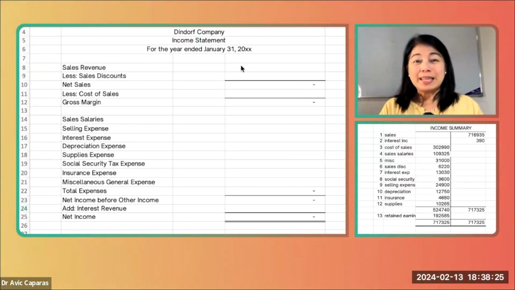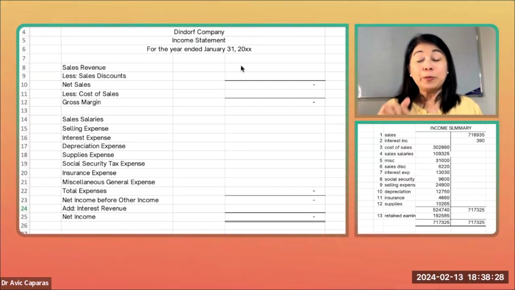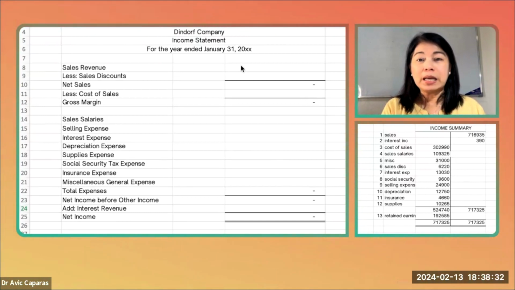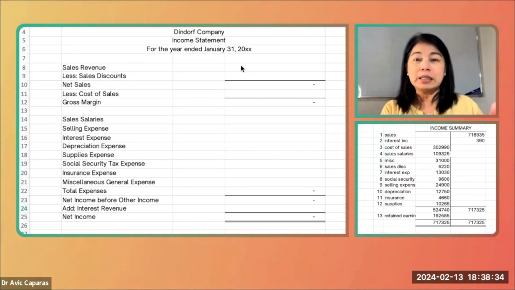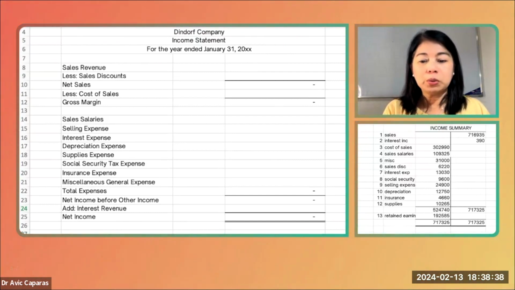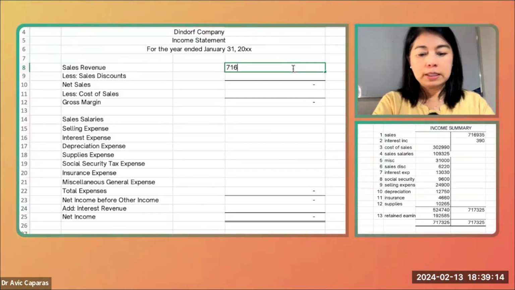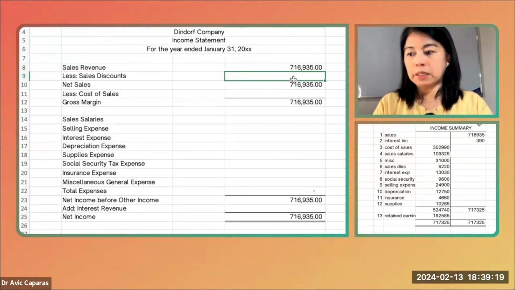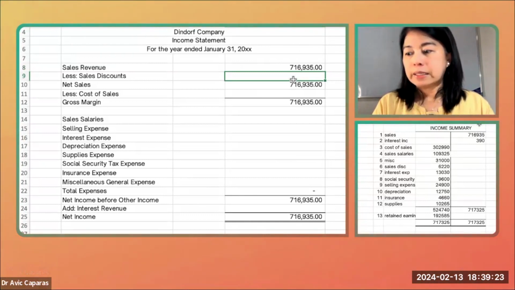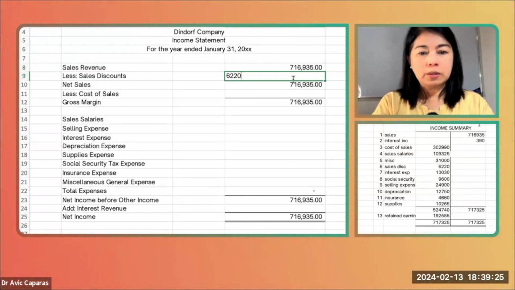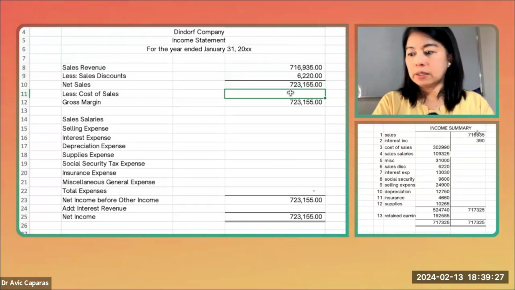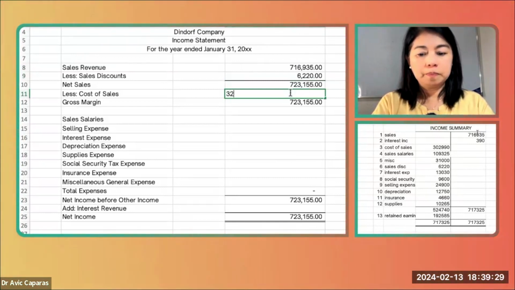So we are being asked for the income statement, and it will facilitate if we have the income summary account here. We will just plot it. I have actually just done already the income statement, the header, and the accounts. So sales revenue would be 716,935. Sorry, sales discount is 6,220. Cost of sales is 302.